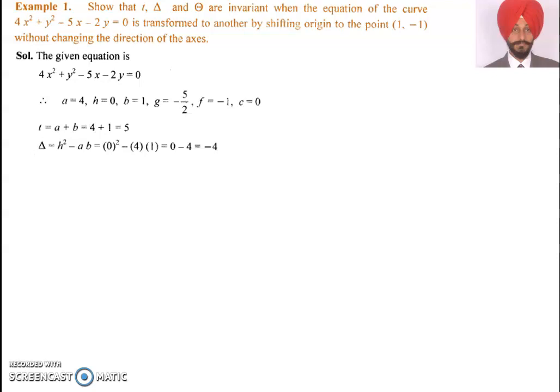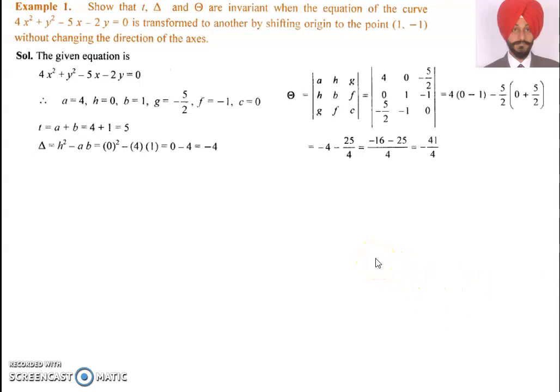So comparing it with the general equation, we got a is equal to 4. Here the mixed term is 0, so the xy term is 0. So h is equal to 0, b is equal to 1, g is equal to minus 5 by 2 because of 2gx. 2fy, that is 2f is equal to minus 2, so f is equal to minus 1 and c is equal to 0. Trace is equal to a plus b, that is 4 plus 1 is equal to 5, and delta is equal to h square minus ab, that is 0 minus 4 into 1, that is minus 4.